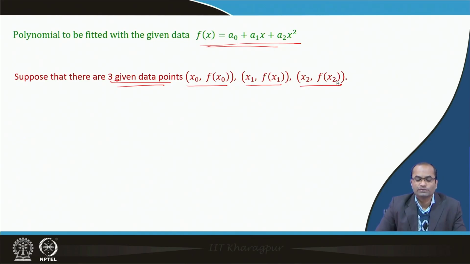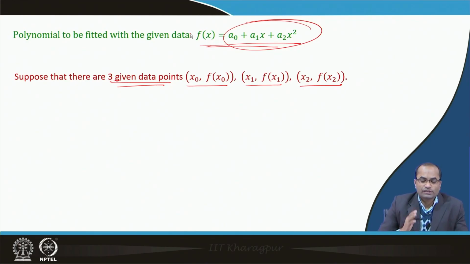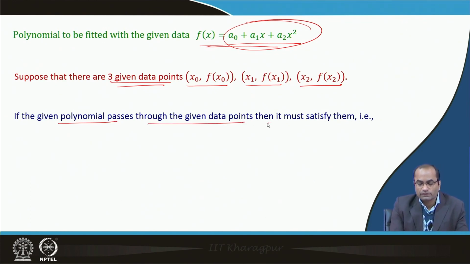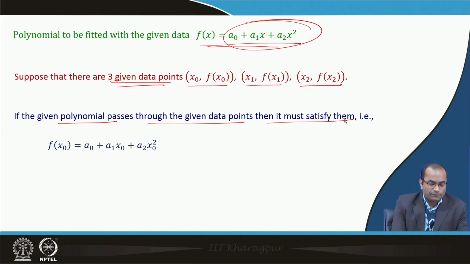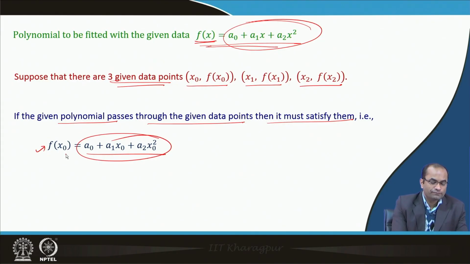These 3 data points are given and we want to construct a polynomial which passes through these 3 points. If the polynomial passes through the given data points, then it must satisfy the conditions. If we pass the x naught point, f(x naught) must be equal to a naught plus a 1 x naught plus a 2 x naught square. That is the first condition: this polynomial should satisfy the given data point.